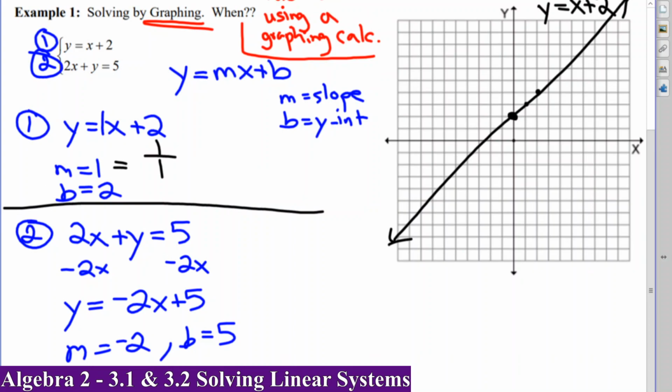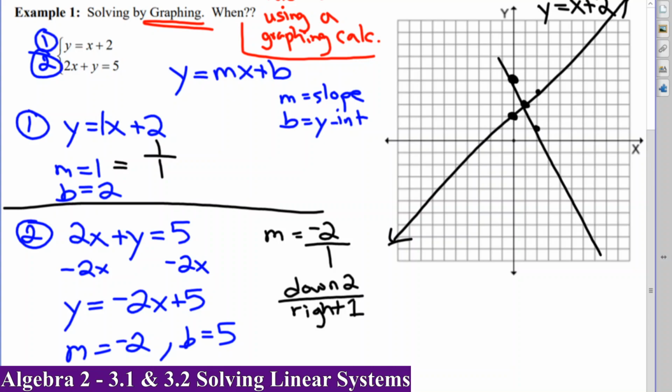Okay, so let's graph it. The y-intercept is at a positive 5, so 2, 3, 4, 5. Remember, if my slope is negative 2, that means I have a rise of negative 2 over a run of 1, which means we go down 2, right 1. So down 2, right 1, down 2, right 1. It's going to look something like this. Here is the equation 2x plus y equals 5. And I see they intersect at this point located at 1, 3.